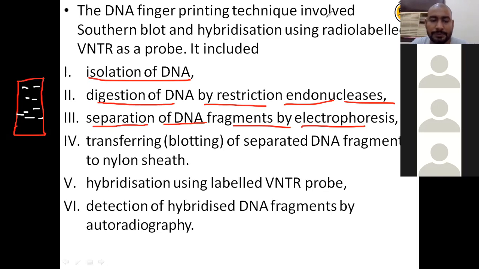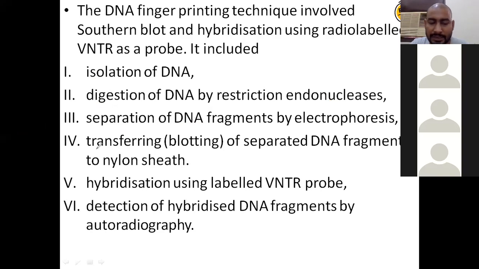Now, separation by the electrophoresis. Next is the transferring: blotting the separated DNA fragments to nylon sheet. This means the DNA fragments are transferred from the gel to the nylon sheet. This is called the Southern blotting.